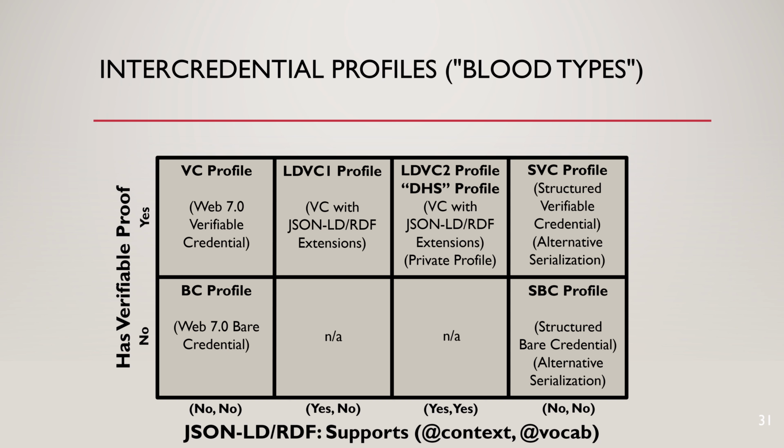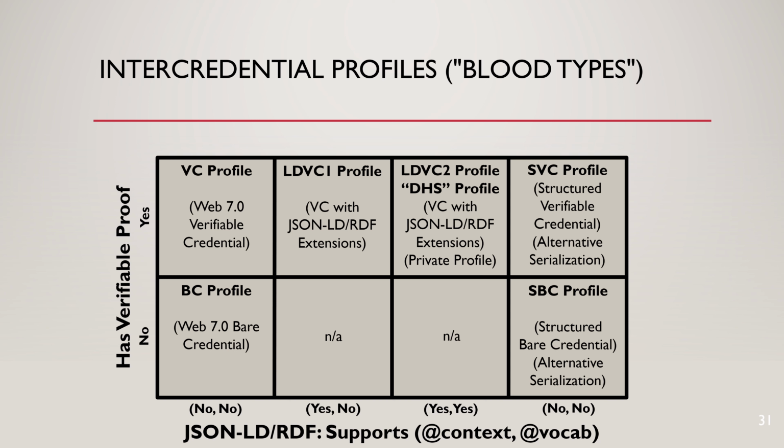You can see that on the vertical axis. At the top of the vertical axis, we have the VC profile, which is a verifiable credential. It's a bare credential that has a verifiable proof. Going from the VC profile one step to the right, we have the VDLC1 profile, and that's a verifiable credential with only the at context JSON-LD RDF extension.